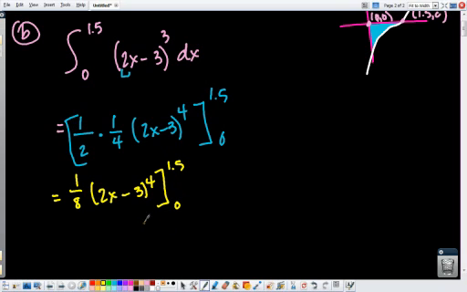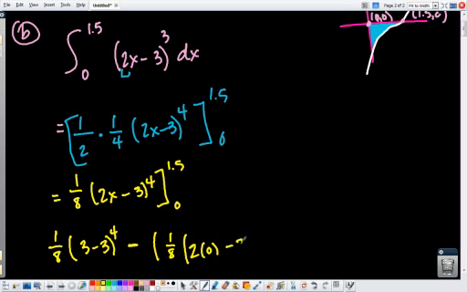So I'm going to go ahead and put 1.5 in, and when I do that, you'll notice that I get (3 - 3)^4, well that's 0, minus 1/8. Here's the thing, in a lot of other cases that we've done, we haven't had a term without an x. Because there is a term without an x, we're going to actually have a value here. So we're going to say (2 times 0 - 3)^4.